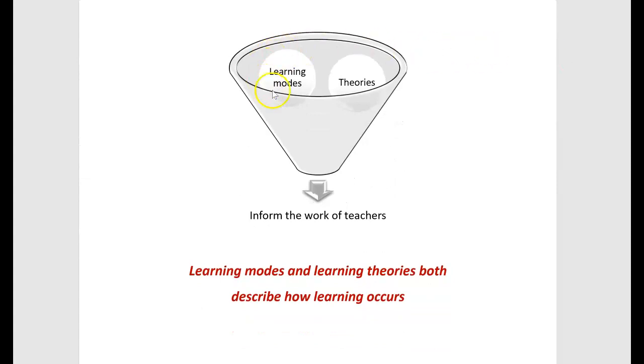Okay, so we know that learning modes, or the processes of learning, there are many different types of them, and the details are in page 4.5. We also know that there are many different theories that support children, learners, educators, teachers, and together they work to inform the work of teachers. So this is a visual just to help you see that learning modes and theories work together to inform the work of teachers. And learning modes and learning theories both describe how learning occurs.